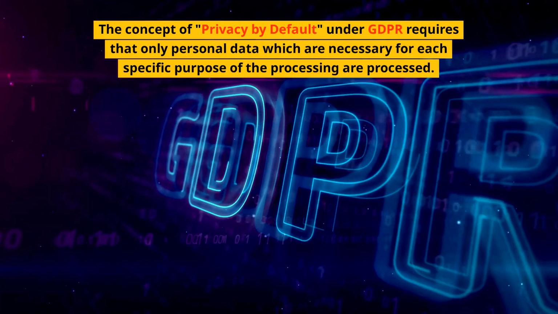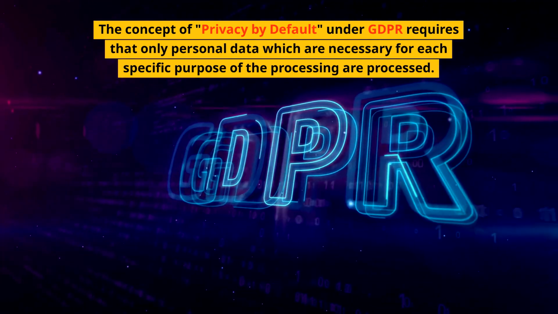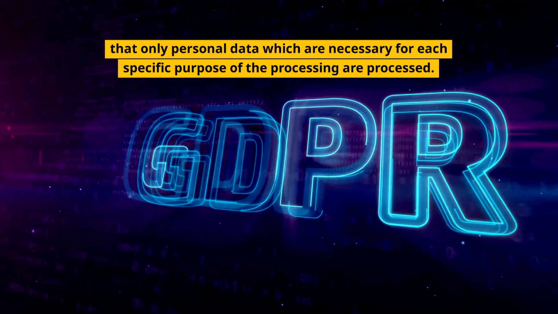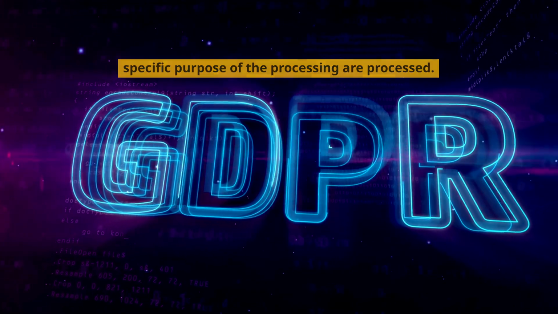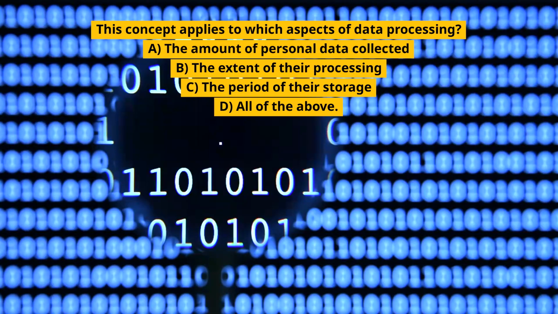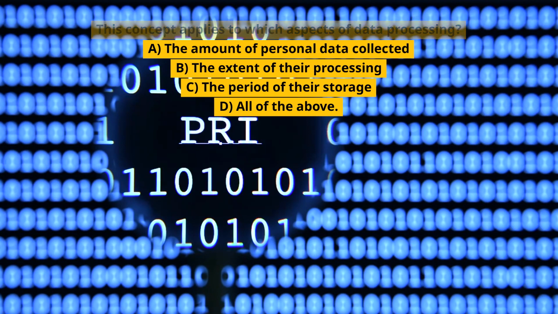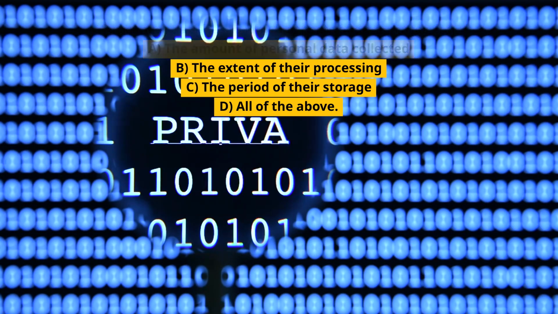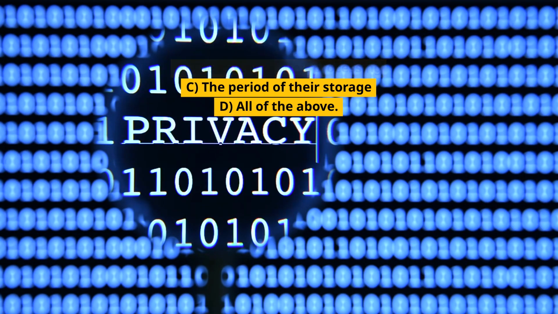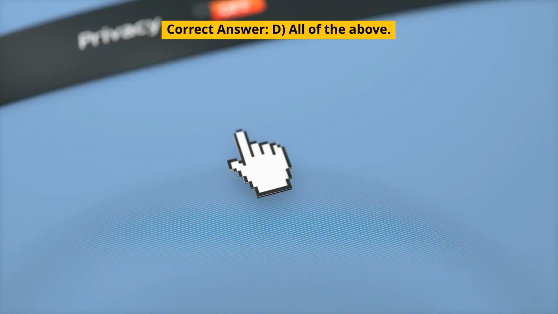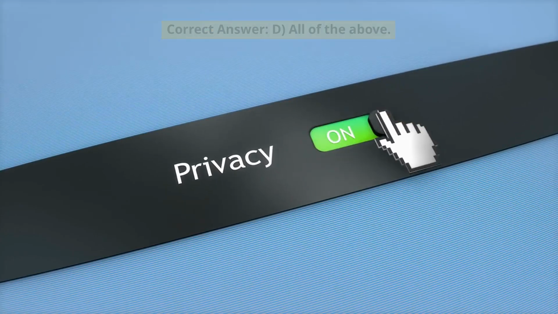The concept of privacy by default under GDPR requires that only personal data which are necessary for each specific purpose of the processing are processed. This concept applies to which aspects of data processing? A. The amount of personal data collected. B. The extent of their processing. C. The period of their storage. D. All of the above. Correct answer: D. All of the above.